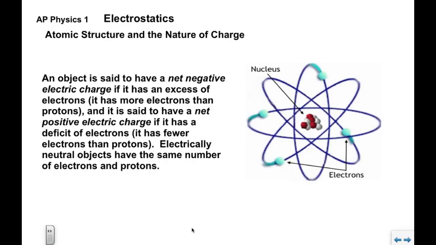We would not say that it has more protons, because that implies that the positive charges have been added. Again, it's been the subtraction of the negative that makes the net charge positive. Electrically neutral objects have the same number of electrons and protons, which makes sense.